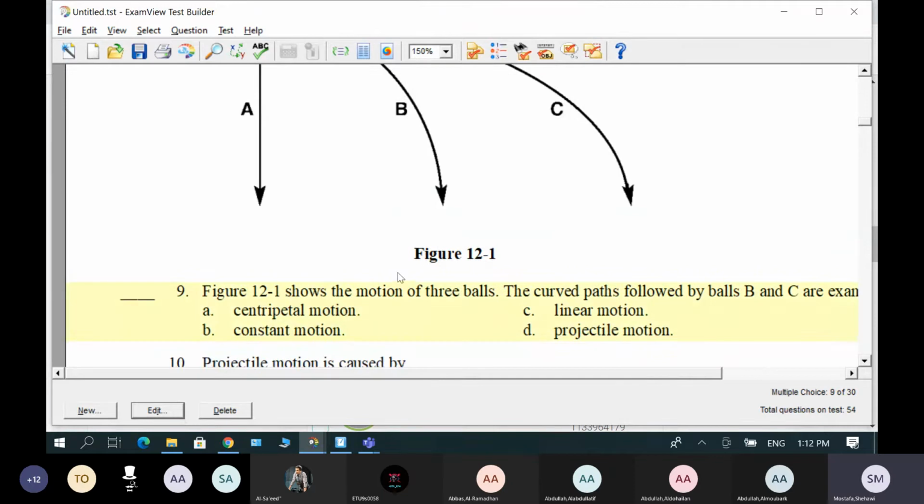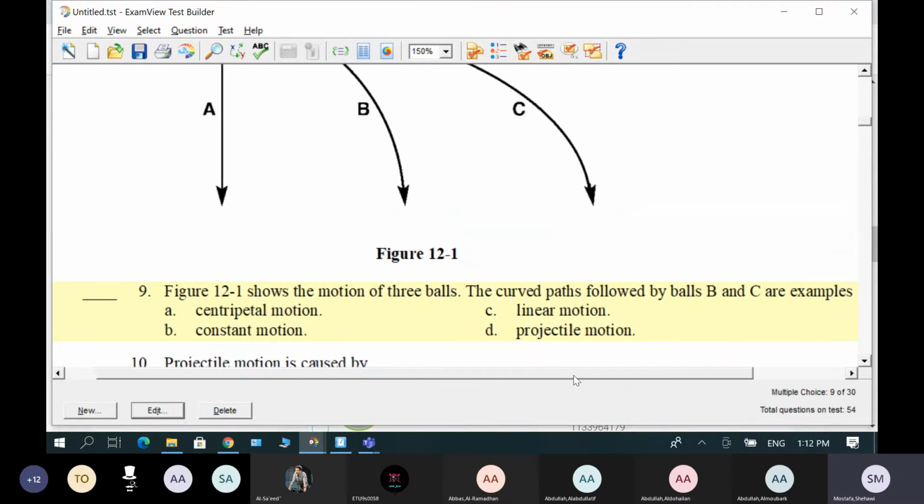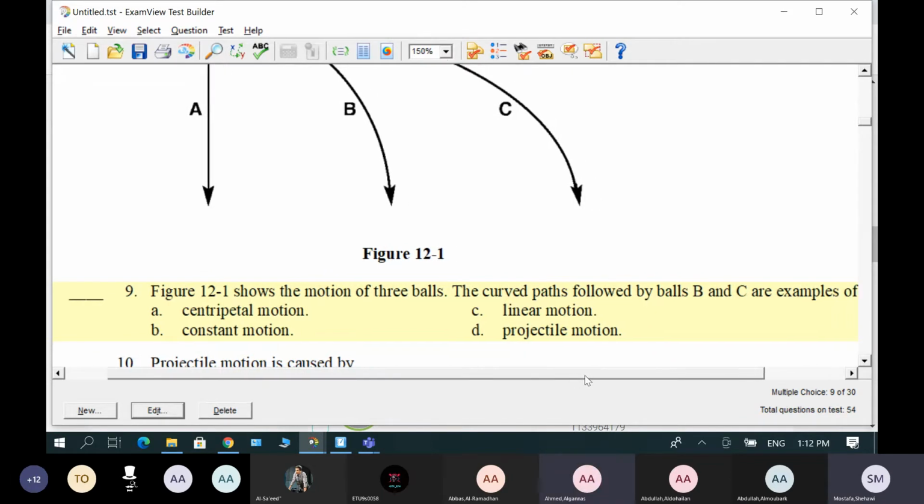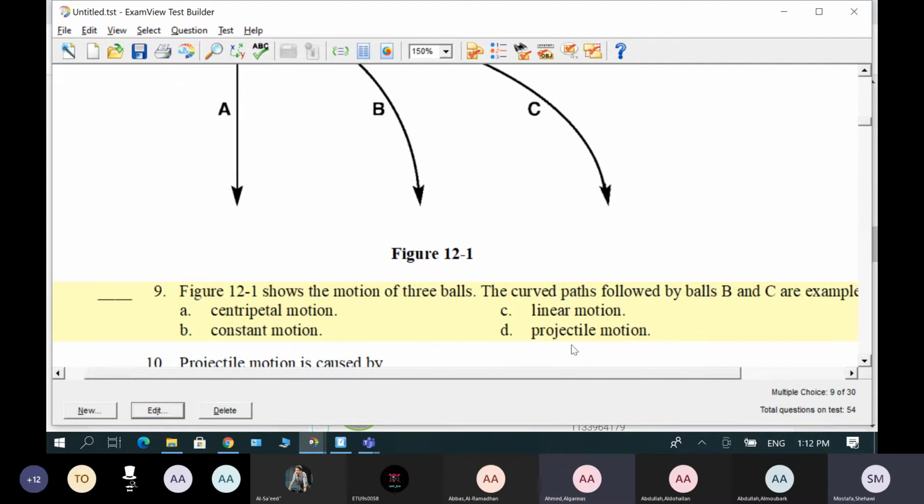Yes, Mr. Ahmed, read question 9. Figure 1 to 12 shows the motion of 3 balls. The curved paths followed by balls B and C are examples of what? Centripetal motion, constant motion, linear motion, projectile motion.